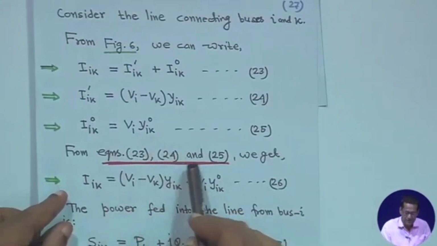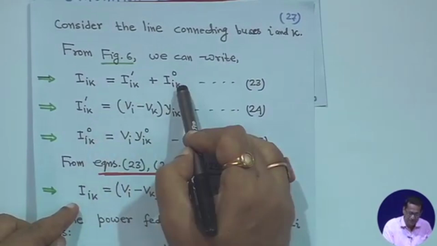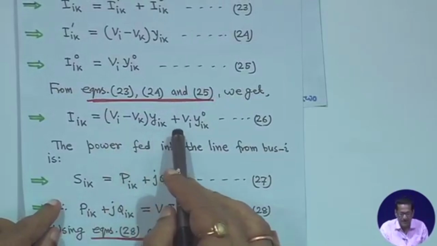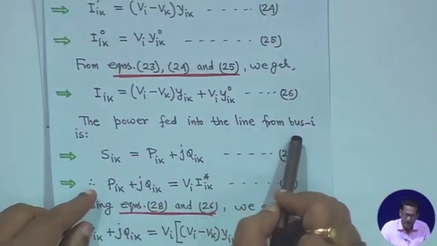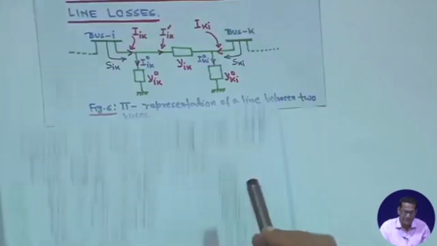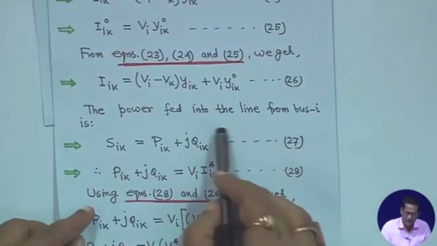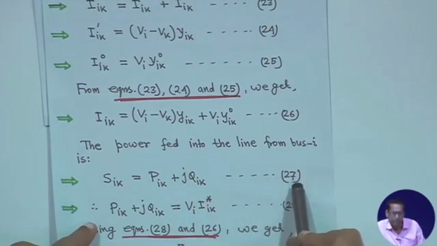Now, from equations 23, 24 and 25, you substitute I_ik' here and put I_ik0 here. So you will get I_ik is equal to (V_i minus V_k) small y_ik plus V_i y_ik0. This is equation 26. This is required because of the computation of line flows and line losses, right. Now, the power fed into the line from bus i, S_ik, is equal to P_ik plus jQ_ik. So power fed into the bus is S_ik equal to P_ik plus jQ_ik. This is equation 27.